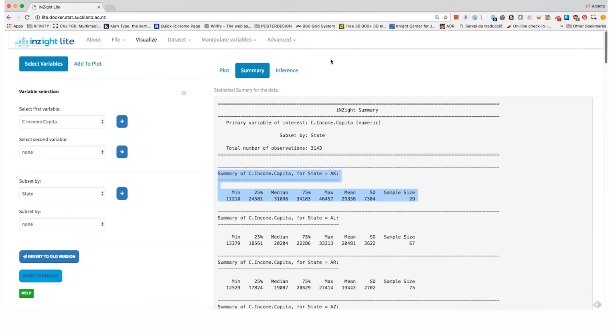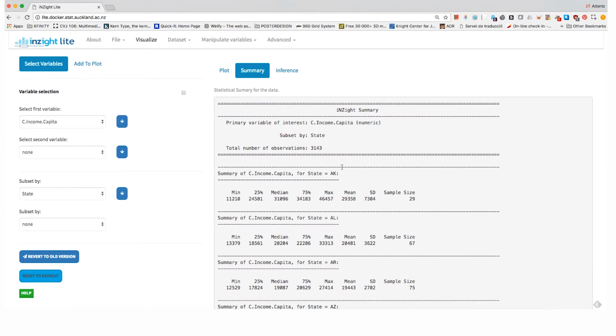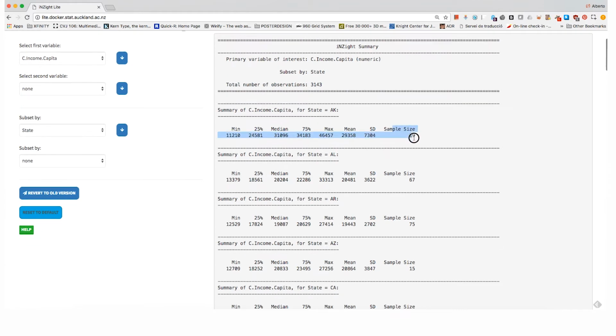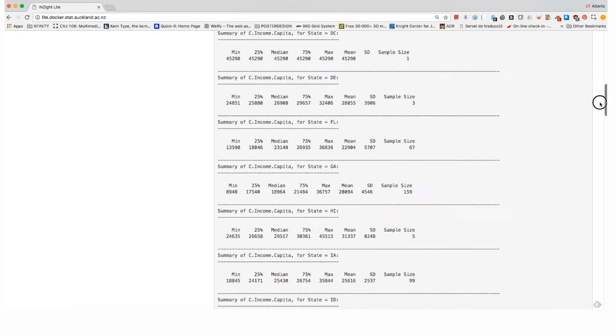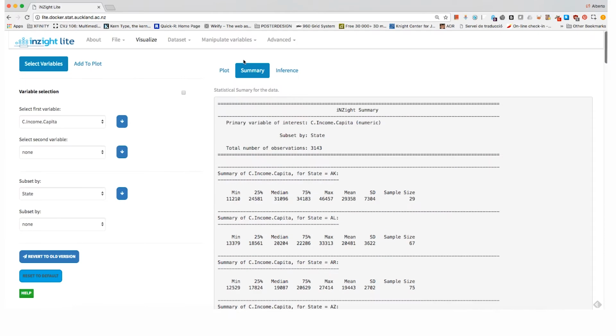So it's usually a good idea to jump back and forth between plot and summary. And then inference usually includes other variables that we can use depending on what you're visualizing. But the summary tab gives you a lot of very interesting information. It also gives you the sample size, obviously. Sample size here is the number of counties in each state. So that's something that can also be compared, right? So this is super useful.